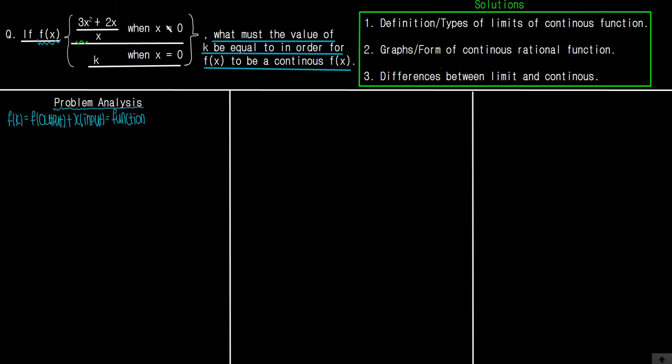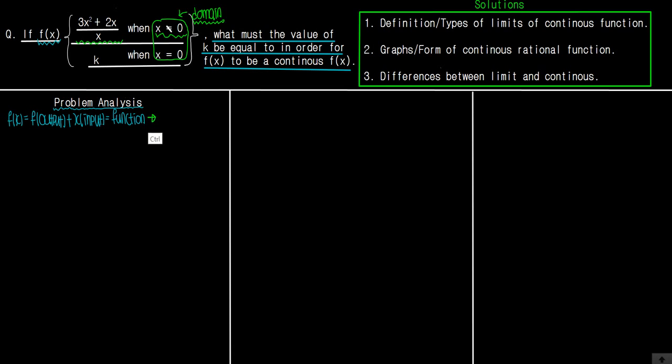It will be 3x squared plus 2x over x. And as we can see, there are two cases of our x value, which we're just going to call the domain of our x value. First is when the x value is not equal to 0. And the second case is when the x value is equal to 0.